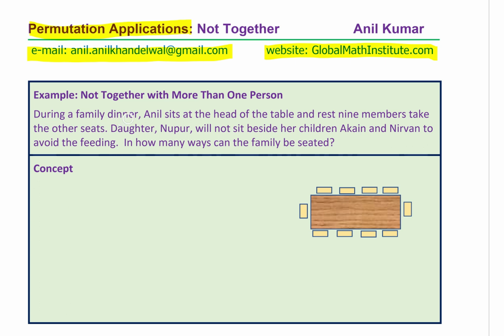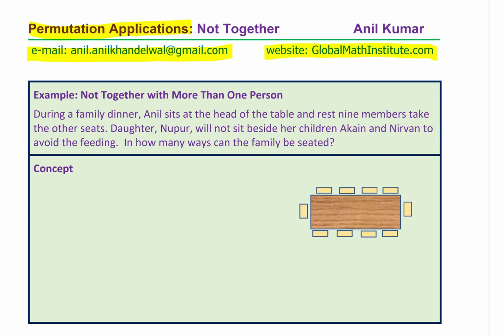The question here is regarding persons not sitting together around a table. During a family dinner, Anil sits at the head of the table and the rest, 9 members, take the other seats. Daughter Nupur will not sit beside her children Akain and Nirvan to avoid the feeding. In how many ways can the family be seated? You can always pause the video, answer the question, and then look into my suggestions.